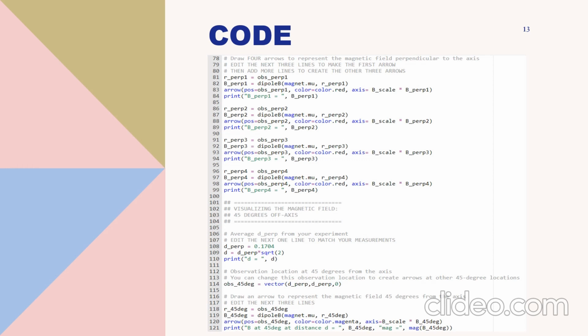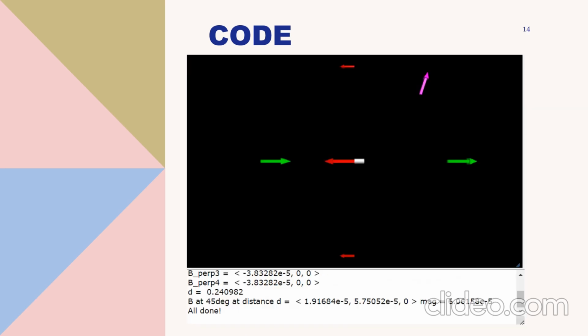And lastly, to visualize the magnetic field 45 degrees off axis, we inputted our experimental value for d perp and created a vector using this value. And lastly, we created an arrow using our dipole B function created earlier and using r at 45 degrees and our mu value to find this. And all of that came together to make this nice little model, which tells us ultimately that the magnitude of B at 45 degrees is 6.06158 times 10 to the negative 5th teslas.